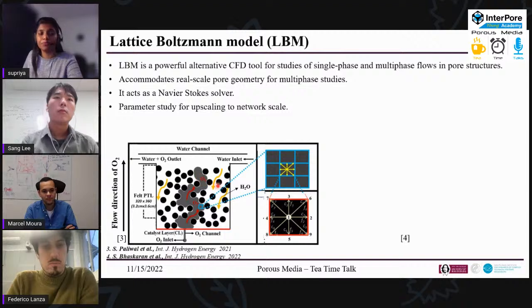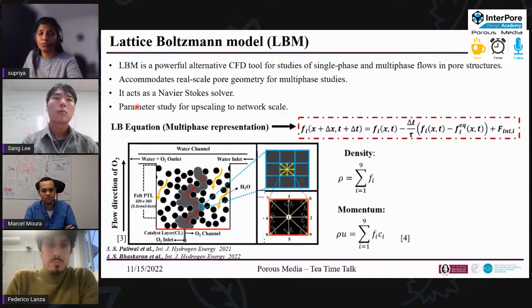If you consider these solids and the pore space as an image, then we take 1 pixel equal to one lattice node, and at each lattice node we have 9 different distributions of the particles. This is called the particle distribution function. That's how we have our lattice Boltzmann equation, where the particle distribution function is a function of position and time. Once we sum up all these particle distribution functions, we get our macroscopic quantities, that's density and also the momentum. In 2D we have only x and y directions, so we consider 9 different distributions.